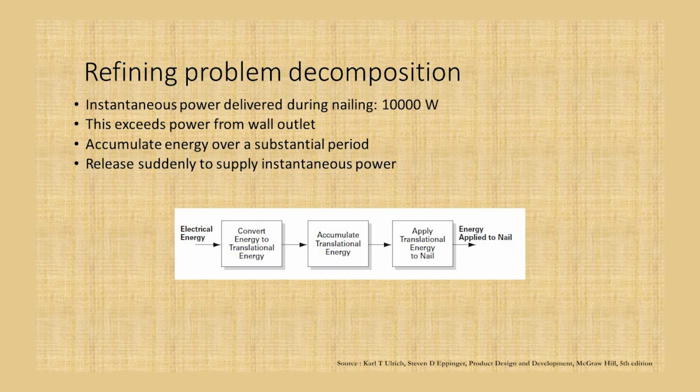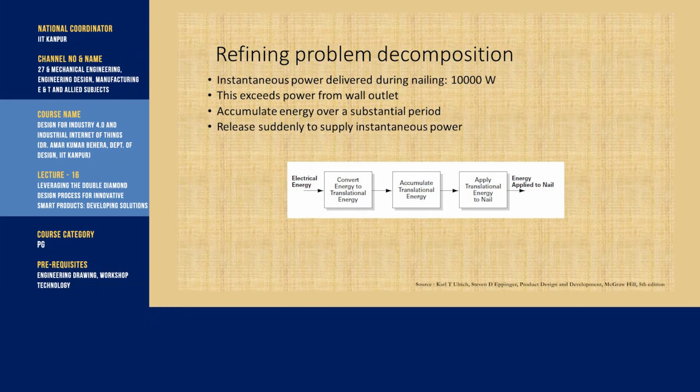Now let us look into refining the problem decomposition. You have created a decomposition of the problem, but now you can refine it further. So, what is the power that is typically delivered during nailing? During nailing, the typical power delivered is of the order of 10,000 watts, 10 kilowatts. Now this exceeds the power that you get from your wall outlet. You do not get that much power from your wall outlet. It's a lot of energy.